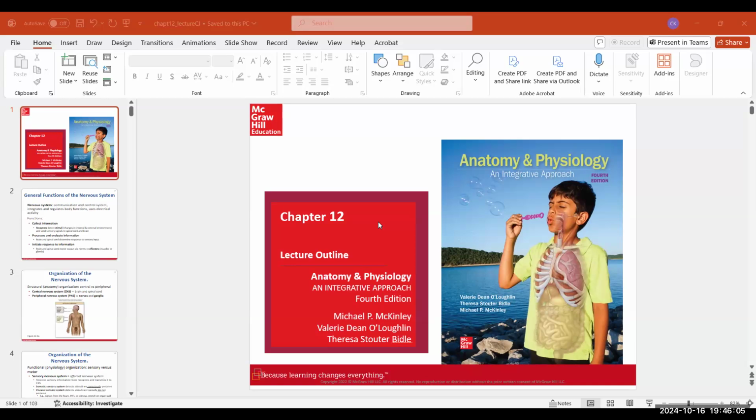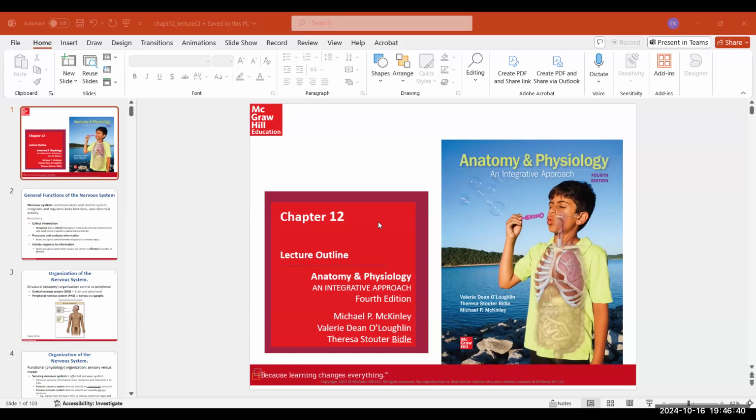So if you look up here under functions: collect information, process and evaluate information, initiate response to information. This is just a more detailed way of what we talked about way back in chapter 1: stimulus, receptor, control center, effector. So what does the receptor do? It collects the information. Of what? Of stimuli, both internal or external. And then it's going to send that information through sensory input to the brain and spinal cord.